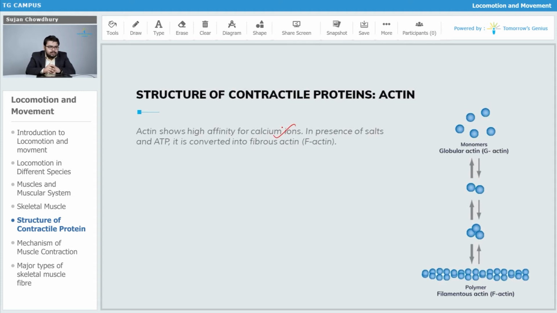In presence of salt and ATP, it is converted into fibrous actin or F-actin. So filamentous actin or fibrous actin is made up from monomers, which are the G-actins or globular actins. And yes, they are tiny globular structures having diameter of 55 angstrom, which we have already discussed.